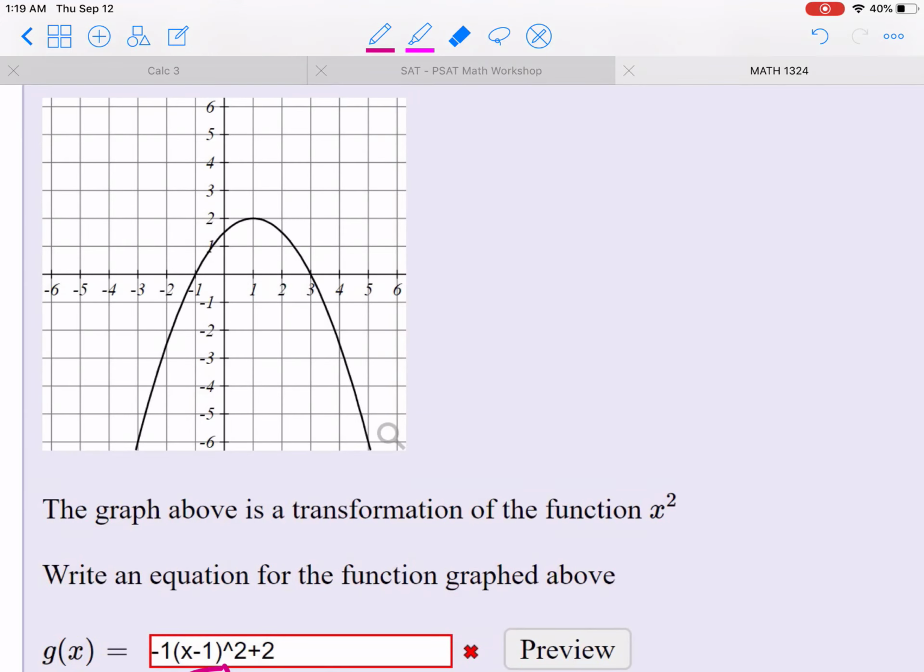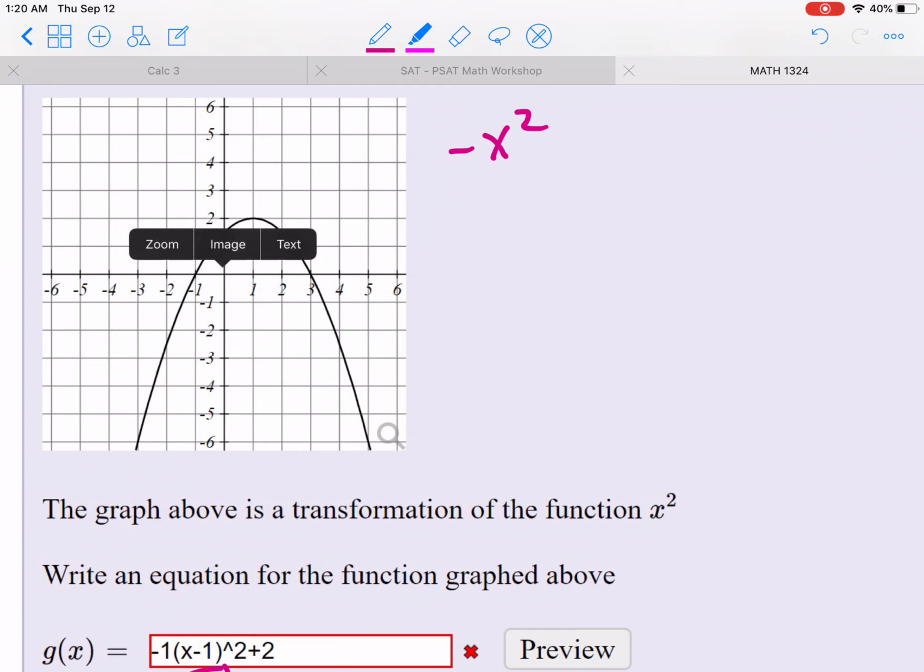So in this exercise, you're asked to determine how the function x squared was transformed. One thing you observe is that since the parabola is open downward, it's going to be, first of all, negative x squared that you're transforming. So transforming negative x squared, you have to see where the vertex moved.